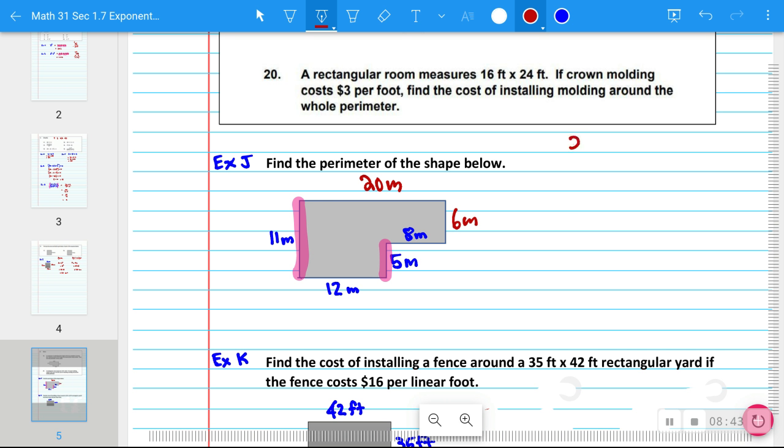I'm going to start with the 20 and go clockwise. Okay, the rightmost column adds up to, let's see, 14 and 5. This is 14, and 5 is 19. 3 more is 22. Okay, now that 10's column adds up to 6. So this is 62 meters of perimeter.